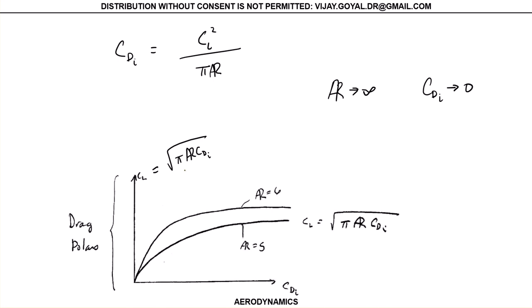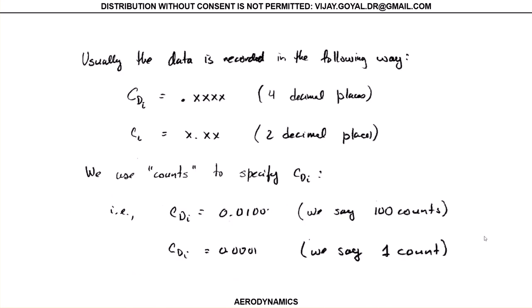The other aspect of this is the following. When we talk about induced drag, there are a couple of data, right? So your lift data and your induced drag data are given in 4 digits, and the way we talk about this is in counts. So if I say 100 counts, it means 0.0100. If I say 1 count, it is 0.0001. If I say 1,000 counts, then it will be 0.100. Okay, that's how this is really measured.